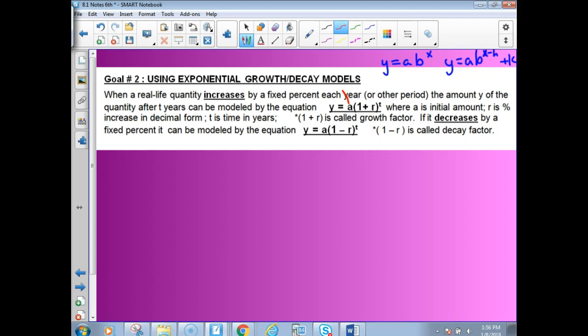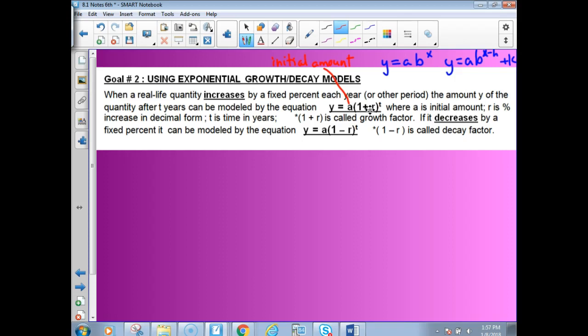So the a part is going to be your initial amount, just like it was Friday. Beginning amount, whatever you want to say, what you started with. And r stands for a rate of increase or decrease. What do you think the 1 stands for? Why would you have to do 1 plus the rate of increase or decrease?